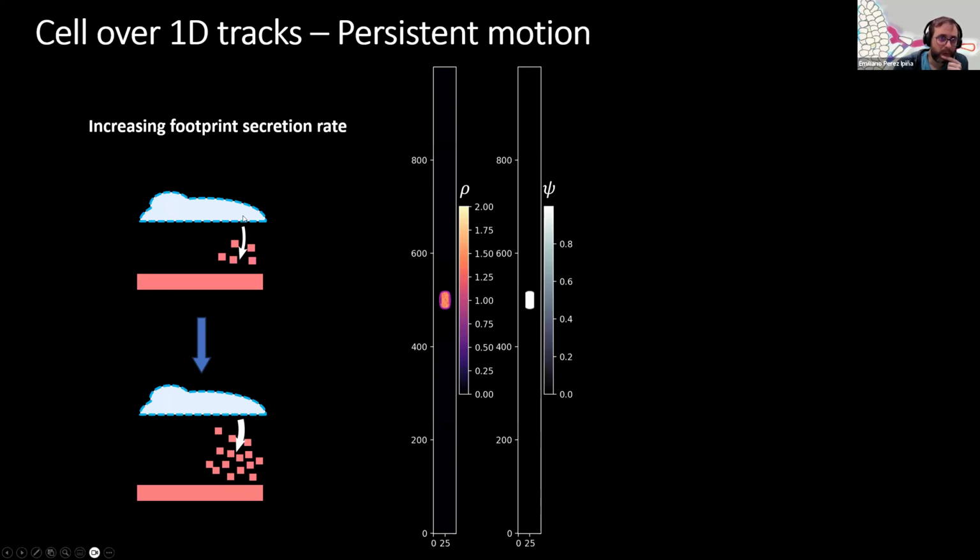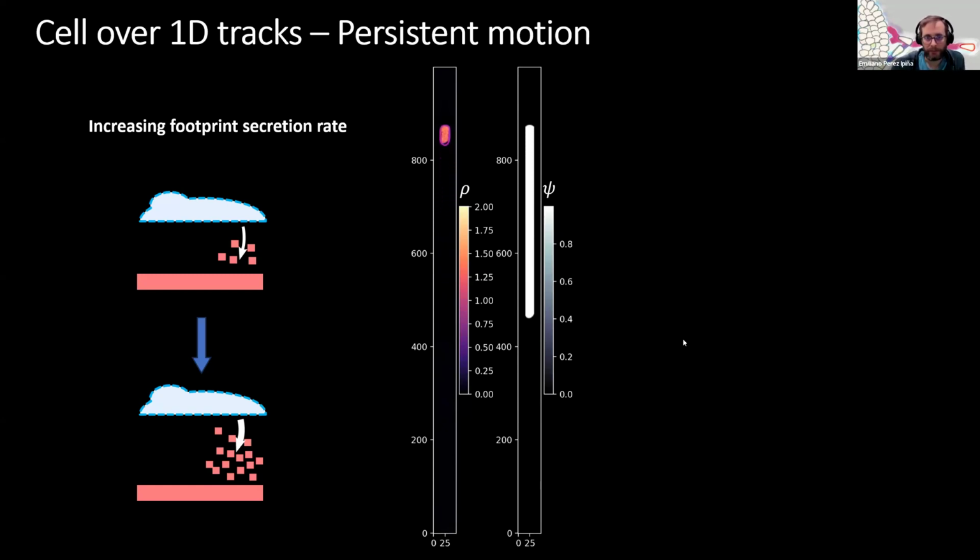So we were able to reproduce the oscillations, but we also wanted to explore a bit more the interaction with the footprint. It seems that one of the important parameters here is the velocity that the cell is able to build the footprint. So this is the secretion rate. Now I'm going to show you a movie where the secretion rate is much higher than before. As you can see in this case, now the cell doesn't oscillate and just moves persistently.